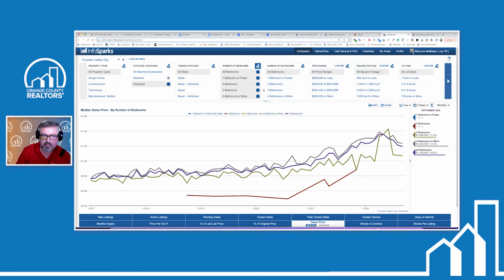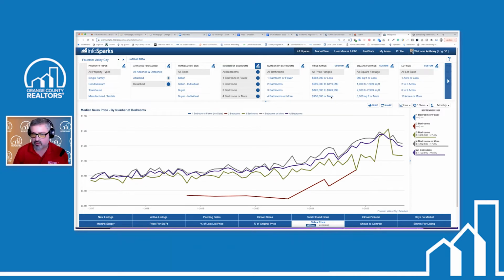So we see here that in Fountain Valley City, there are no 1-bedrooms or 2-bedroom detached units, but there are 3 bedrooms, which the median sales price is $1,068,000, up 7.4%. 4 or more bedroom units that are detached are at 1.2 million, up 7.2%. But all bedrooms together combined, the median sales price is 1.19.